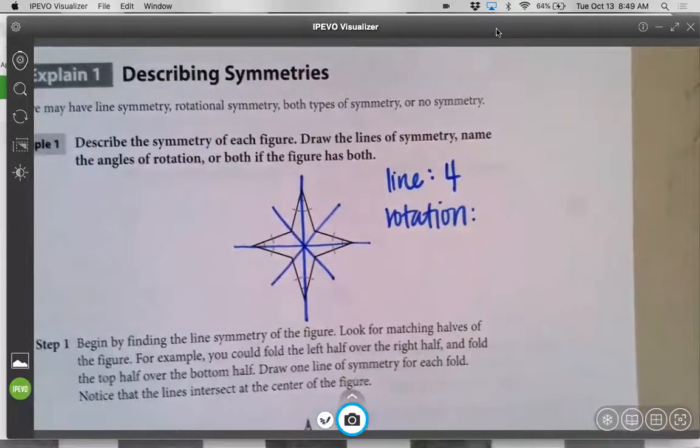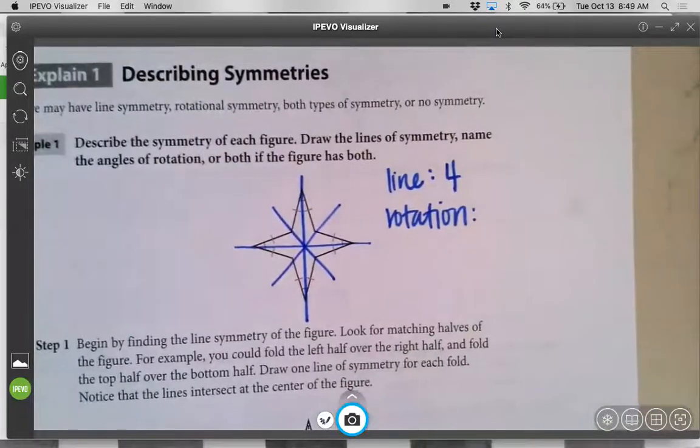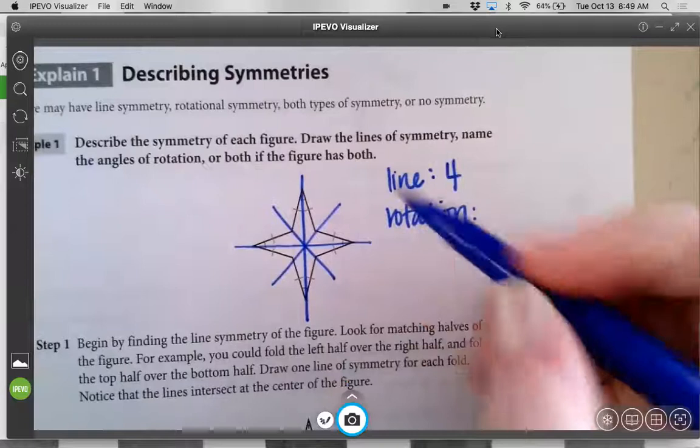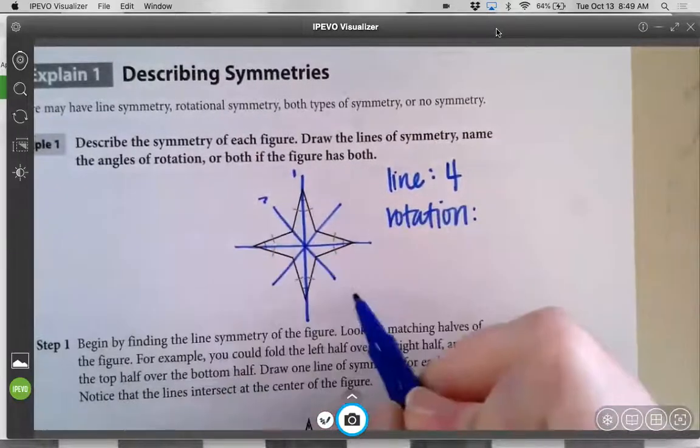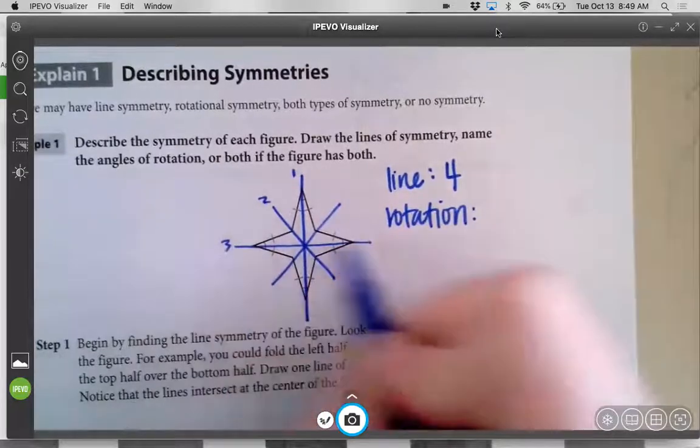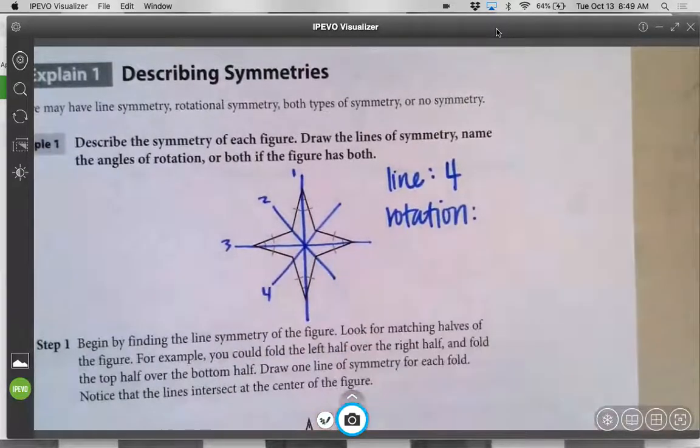So you got 4. Notice there's 8 different ends, so be careful when you're counting them. You should number them 1, and then don't number that one, and then 2, and don't number that one, and then 3, and then don't number that one, and then 4, and don't number that one. So 4 lines of symmetry.